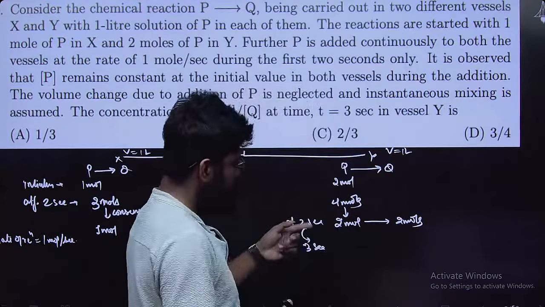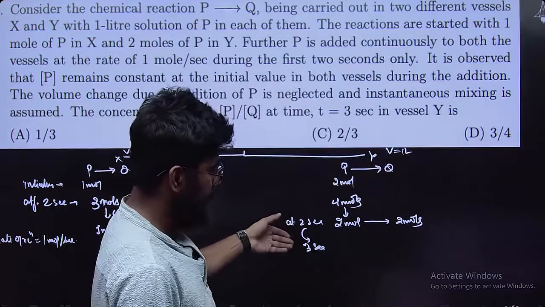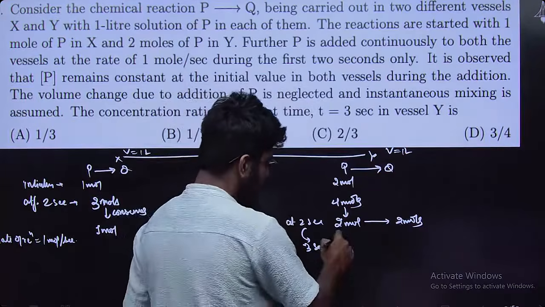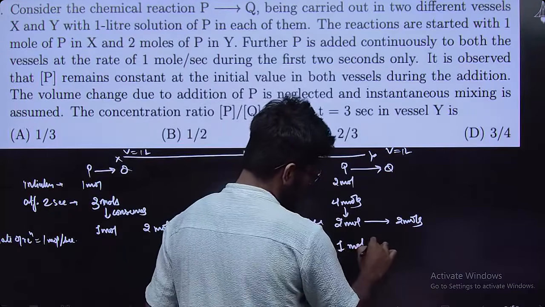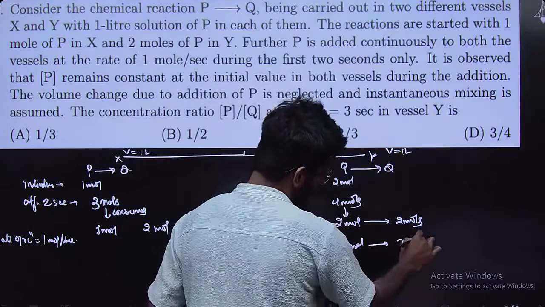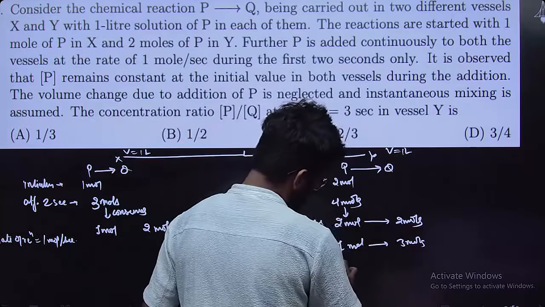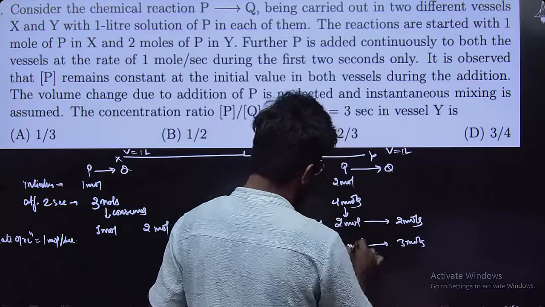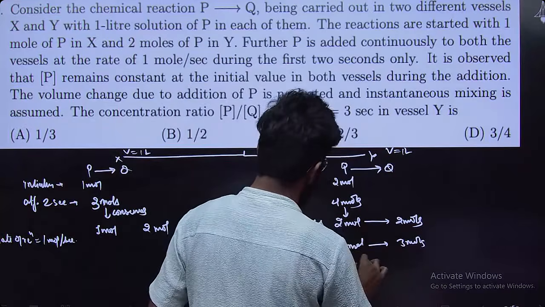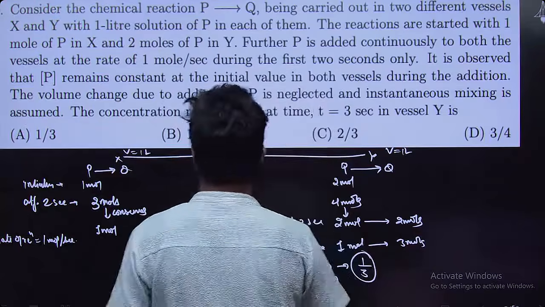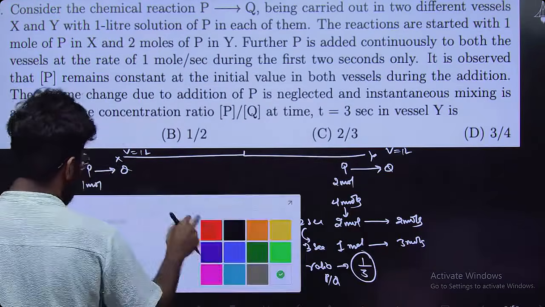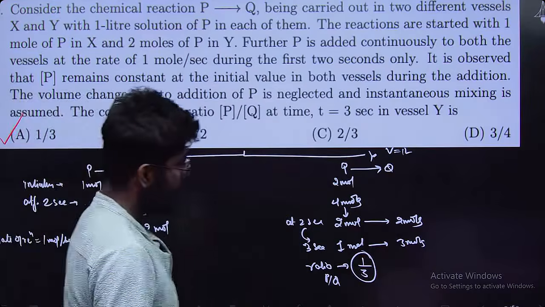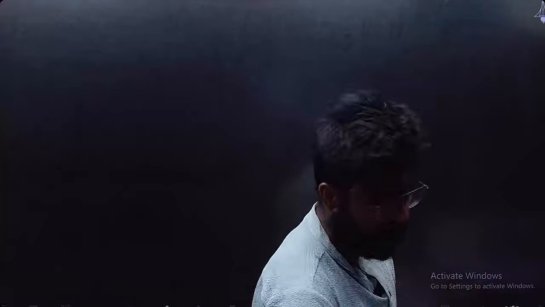So when you proceed this reaction for one more second, what you get is this will be 1 mole left, and this will be 3 moles. So the ratio of P to Q will be 1:3, and that is what they are asking, right? So the answer is option number A. Now moving to the next one.